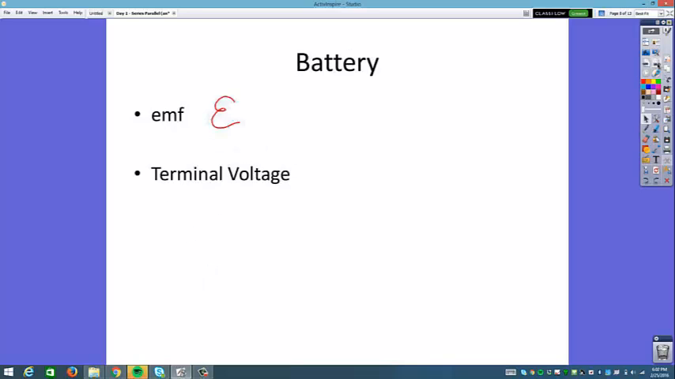All right, the next thing we have to look at is our battery. With our battery, we come up with a term called EMF, which is represented by this cursive letter E. Okay, and really what your EMF is telling you is your terminal voltage. So the voltage at a specific side of your terminal. So you have your positive terminal, negative terminal. Terminal voltage is looking at it just on that one side of it.